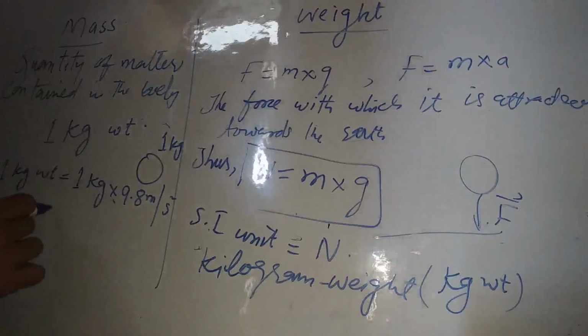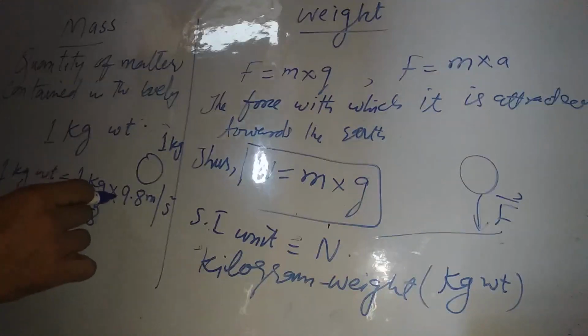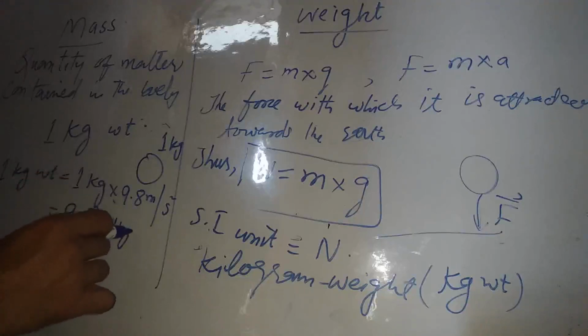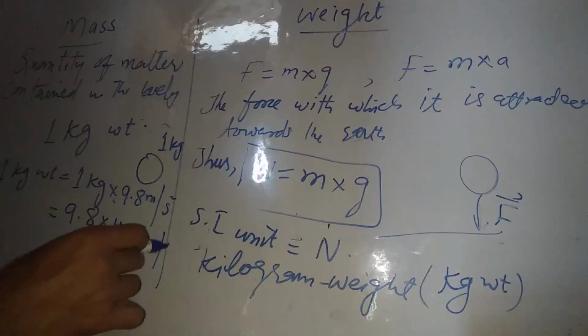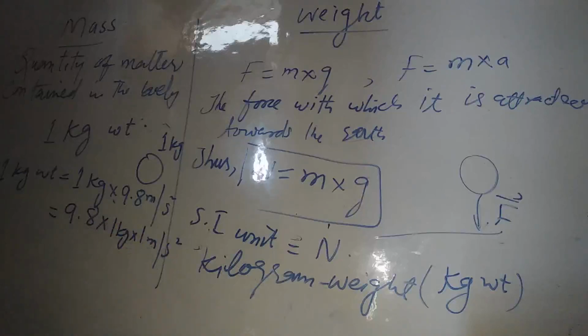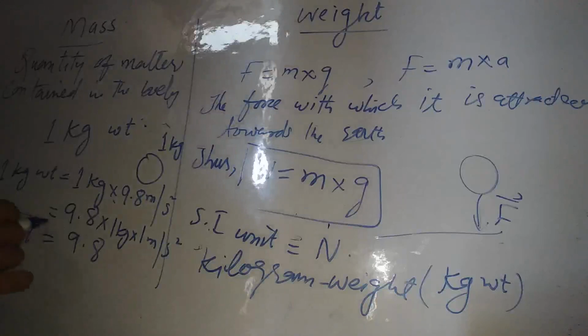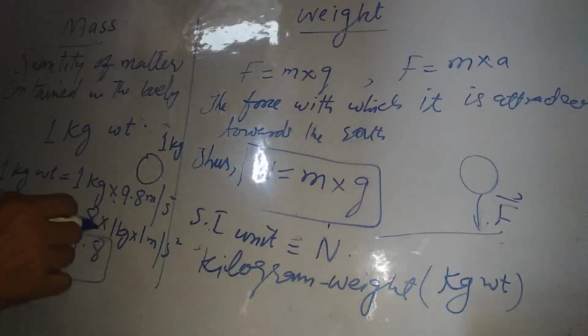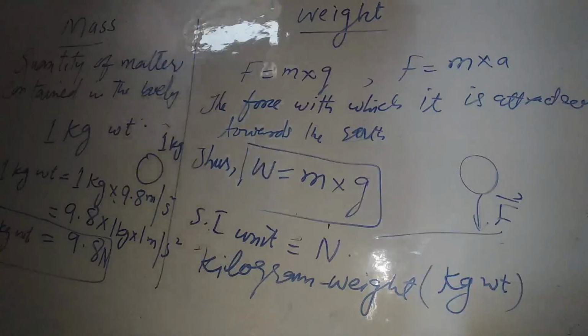Okay, so this is equal to 9.8 into 1 kg and 1 meter per second square. So this is equal to 9.8. Okay, it's equal to 9.8. So I can say that 1 kg weight is equal to 9.8 Newton. Okay, this is 9.8 Newton. So 1 kg weight is equal to 9.8 Newton.